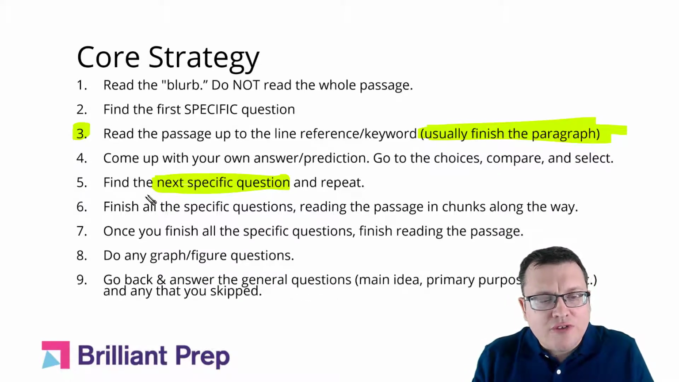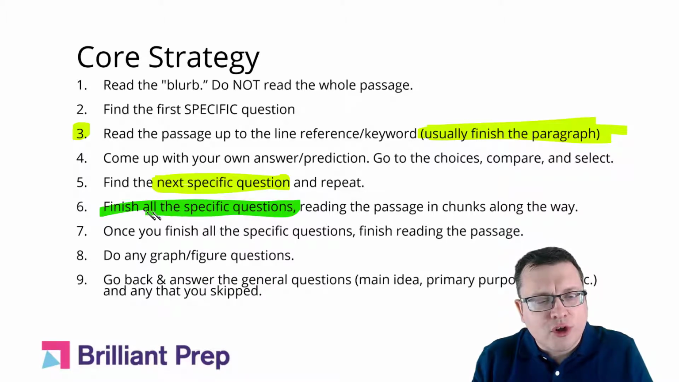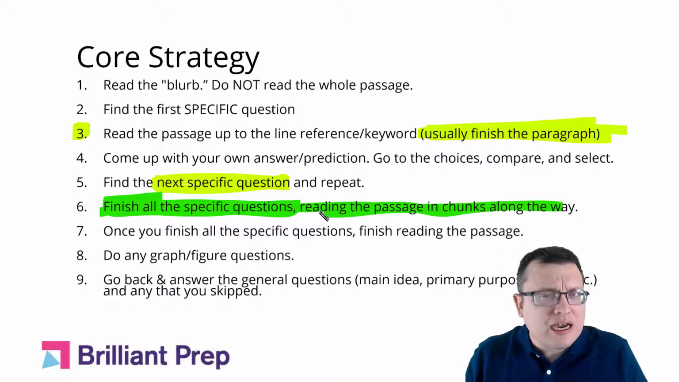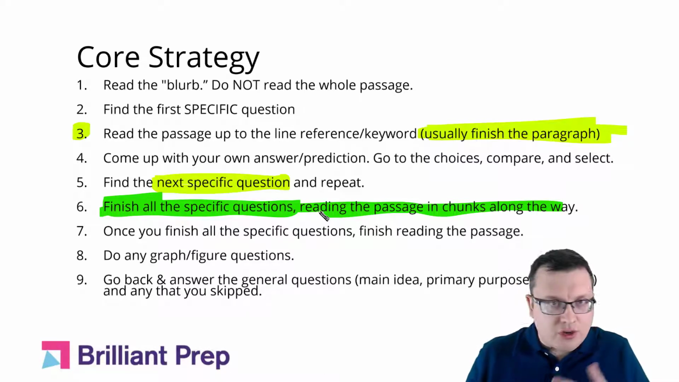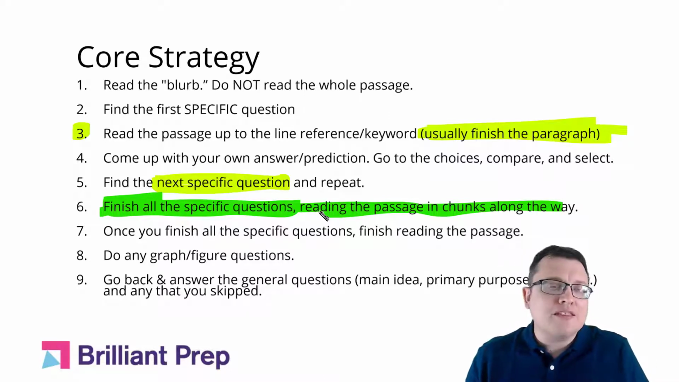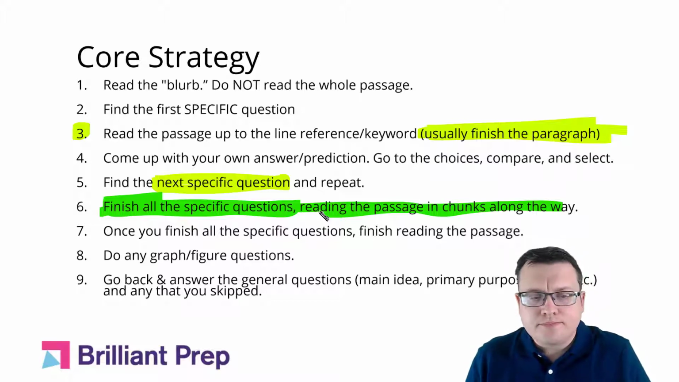In doing this, you're going to finish reading and answering all the specific questions. And that's going to allow you to read the passage in chunks along the way. So we are going to be reading the entire passage. We just don't like to read 85 lines at once. We would rather read 20 lines, 10 lines, 30 lines, 20 lines. It just makes the passage a little bit more approachable.